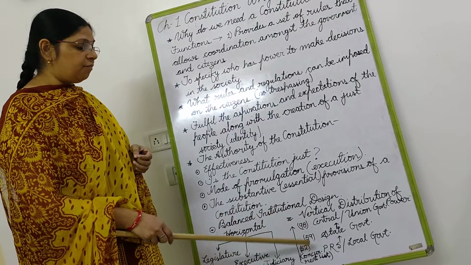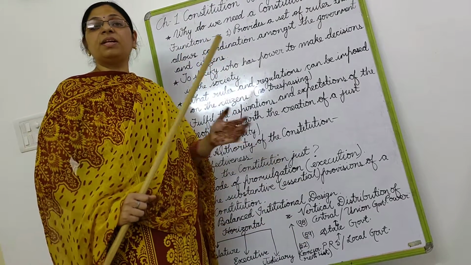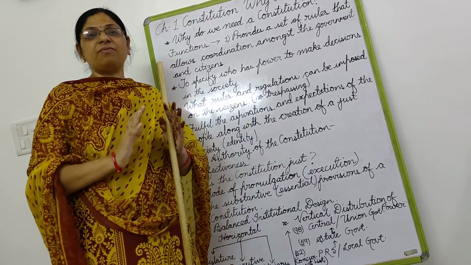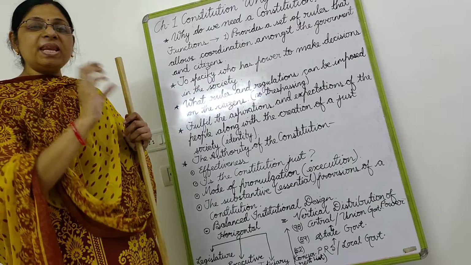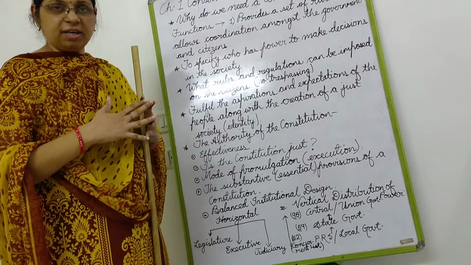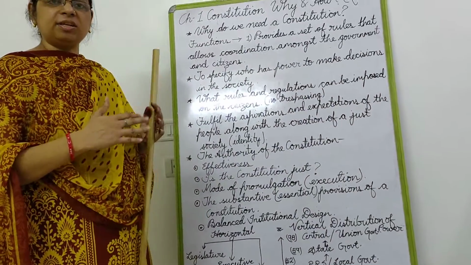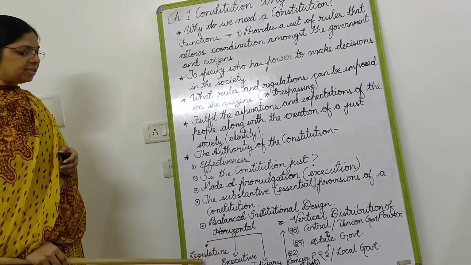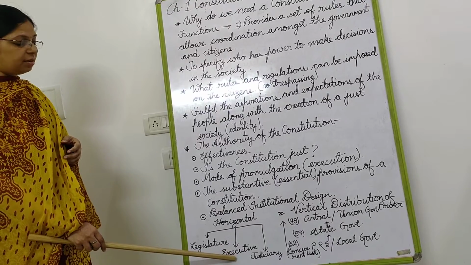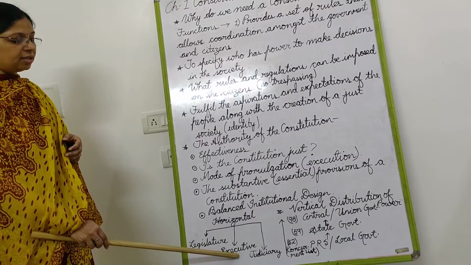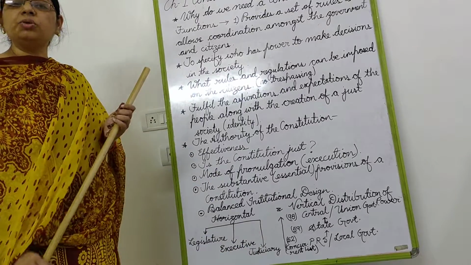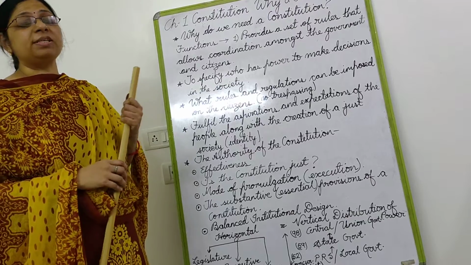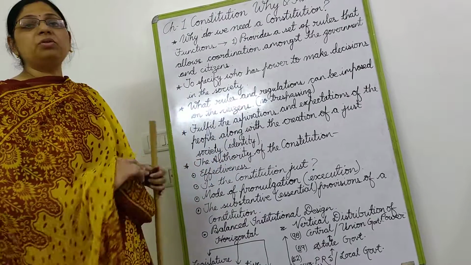So here we see that this vertical distribution of power creates such a system where there is minimum scope of conflict or trespassing on each other's territory. The same goes for the horizontal power. The legislature cannot disturb the working of the executive, and the executive cannot disturb the working of the judiciary or the Election Commission of India, which is also an autonomous body. Please go through the pages.